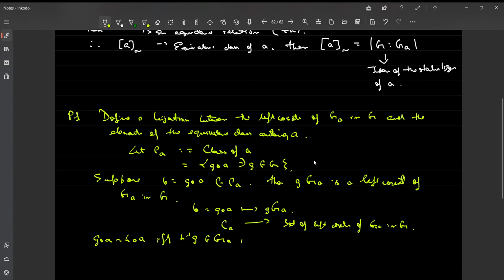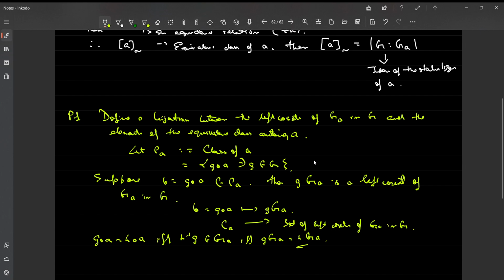Why is it clearly injective? If g of A is equal to h of A, this can happen if and only if h inverse g is in GA, and this can happen only if g of GA is equal to h GA, right? So it's obviously injective. Clear? And it is surjective by definition, therefore it is a clear-cut bijection, right?